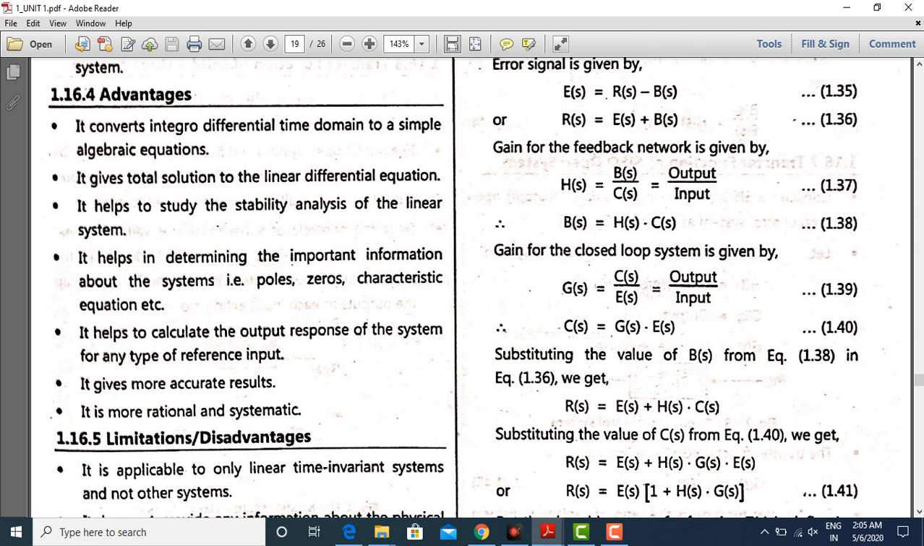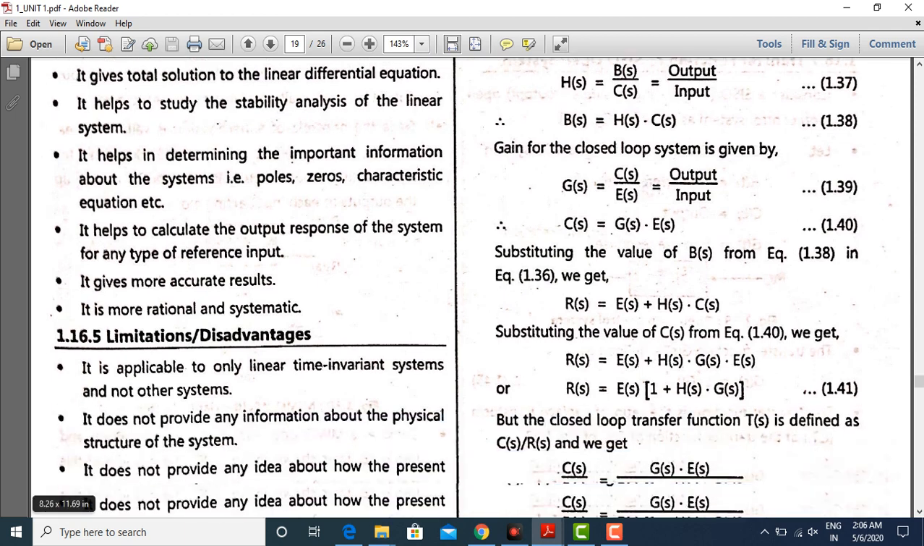Here we can see the advantages and disadvantages of the transfer function. It converts integral differential time domain equations to simple algebraic equations. It gives the total solution to the linear differential equation. It helps to study the stability analysis of a linear system. It helps in determining important information about the system, that is poles, zeros and the characteristic equation. It helps to calculate the output response of the system for any type of reference input. It gives more accurate results. It is more rational and systematic.